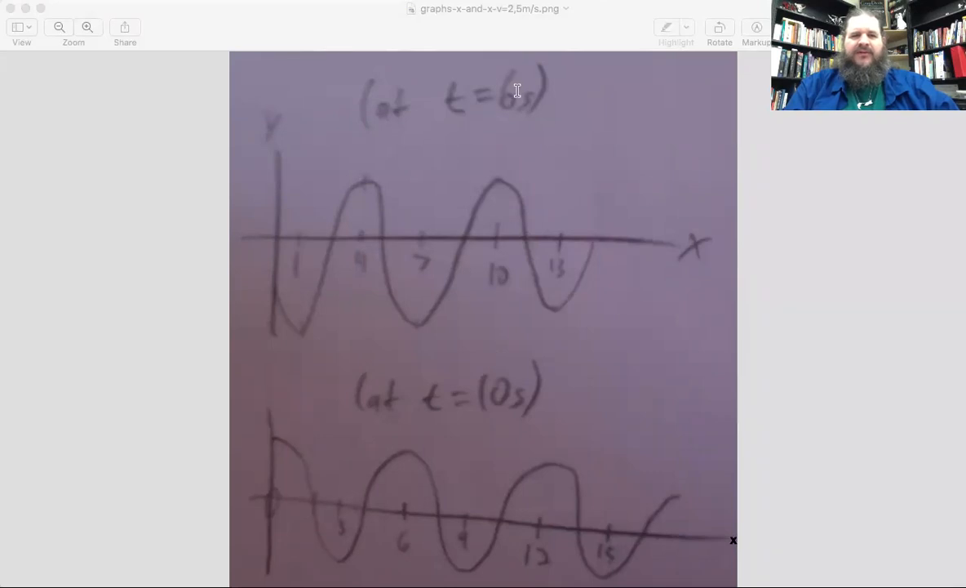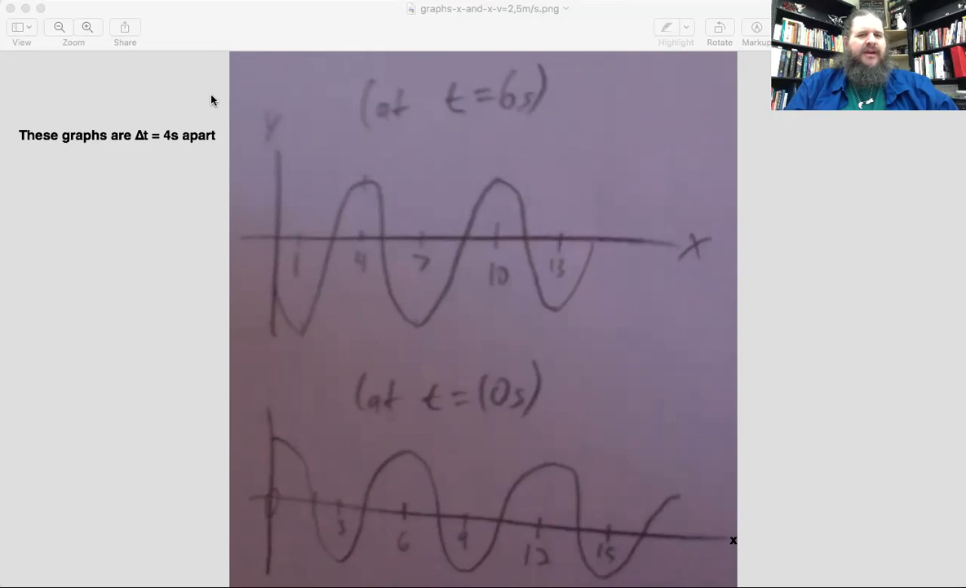One's at time 6 seconds, the other's at time 10 seconds. So there's no way to find a single point on both graphs that have the same coordinates because they've got different time coordinates already. But how far apart are these graphs in time? 4 seconds. So we can treat that as delta t. These are two snapshots of the wave that are taken 4 seconds apart from each other.